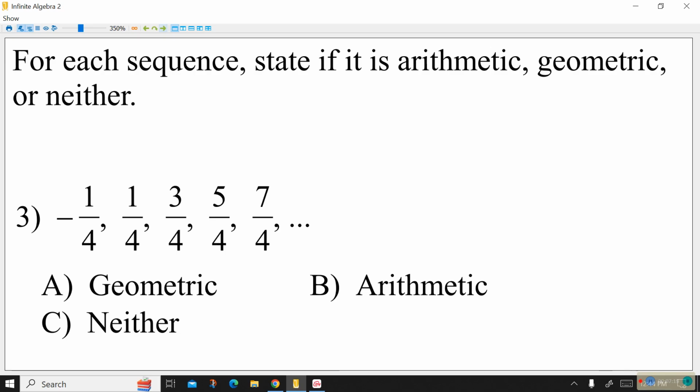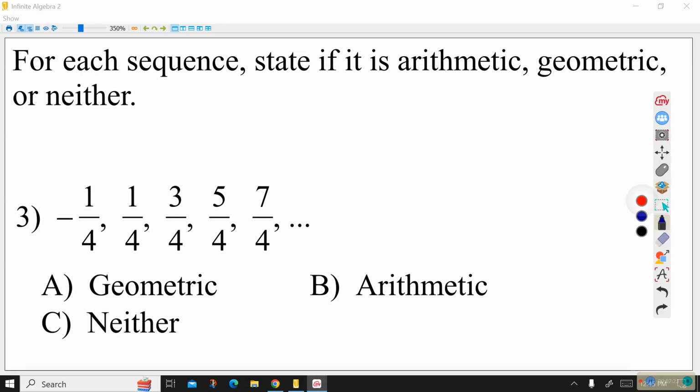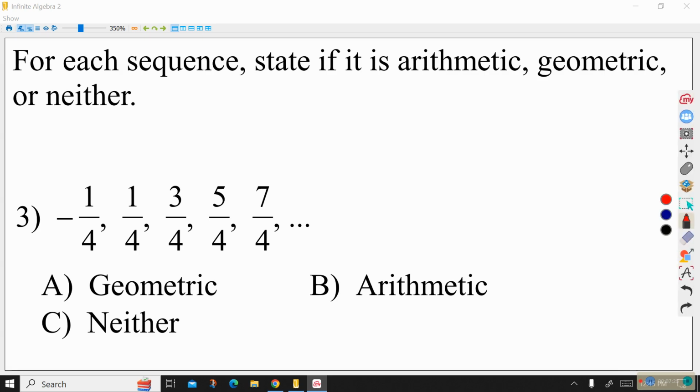Now for number 3, I'd like you guys to understand that a sequence doesn't have to be only integers. It can be decimals, it can be fractions too, maybe even percentages or some other kind of quantity. In this case, we have fractions.